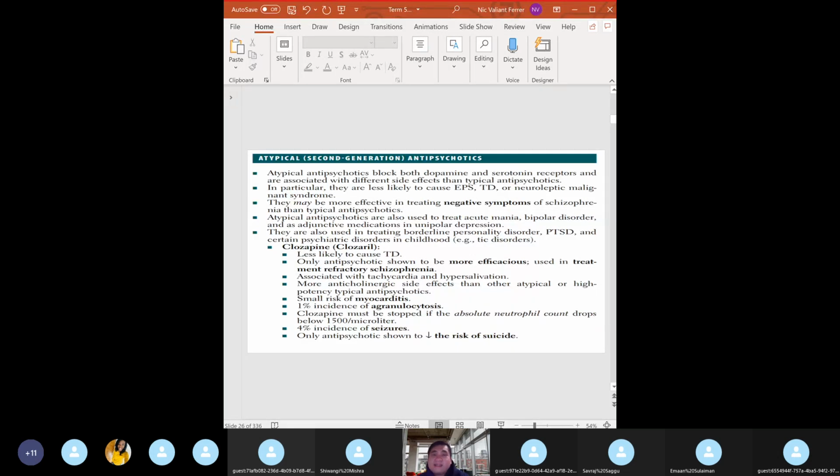It works. Clozapine has the smallest risk of myocarditis. However, what's the high yield here? Agranulocytosis. So doctors, you need to check the neutrophil counts, okay? Also some seizures, right? Another high yield point for clozapine. This is the only antipsychotic shown to decrease the risk of suicide, okay? In terms of statistics, epidemiology, like 30% of your patients with treatment-resistant psychosis will typically respond to clozapine, 30%.